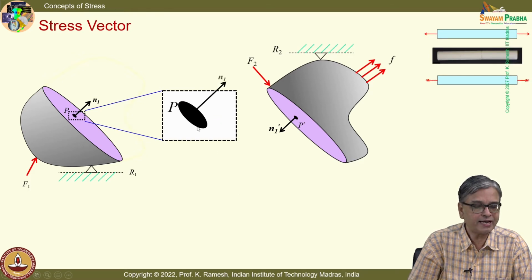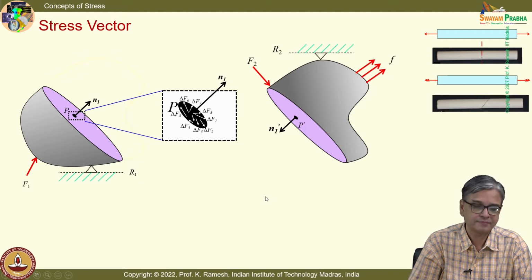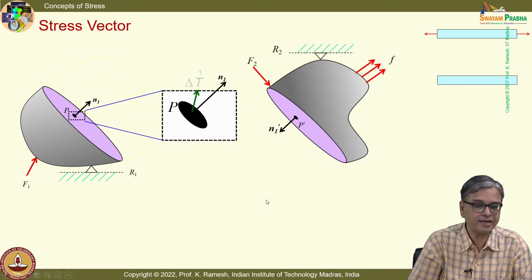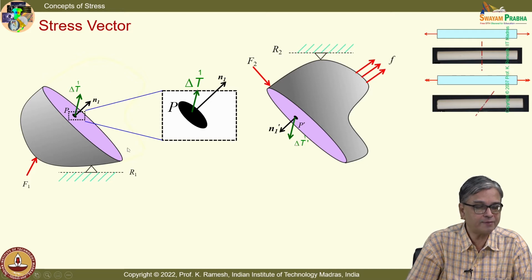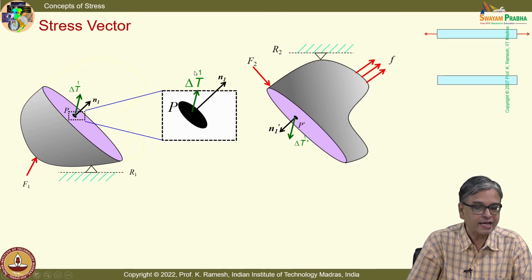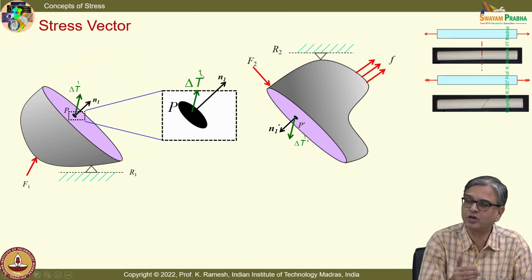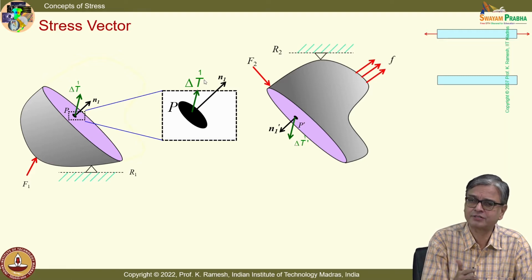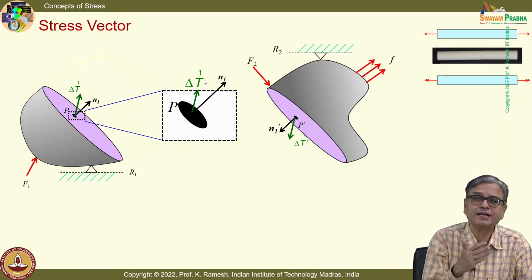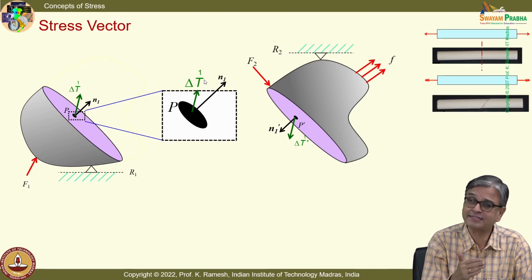I will take a small area surrounding that point. I will have some kind of a force distribution. I can find out its resultant. Let the resultant be labeled as delta T1. There is a new symbolism we put, because I am looking at plane 1, I have also put this 1 on top of it. We are developing a new symbolism. The moment I say a force, it has magnitude as well as direction. It is a vector, fine.